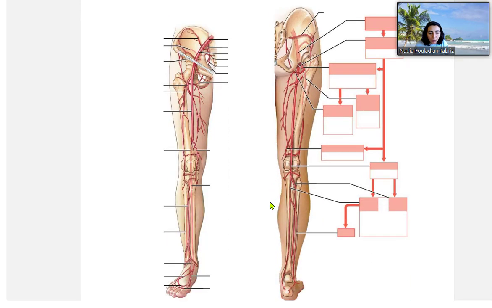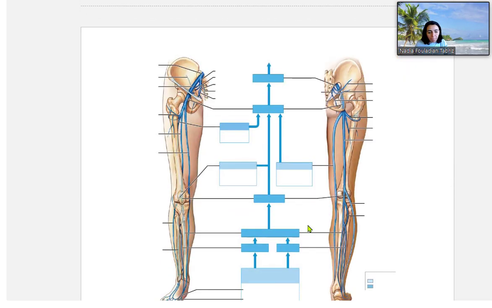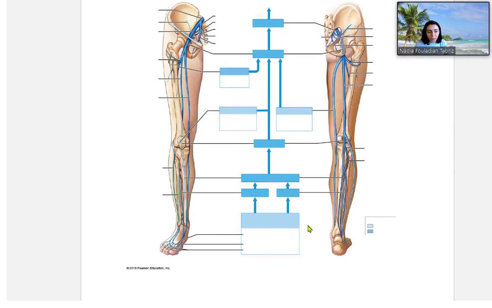And then you have the lower limb arteries from the anterior view and from the posterior view. Pay attention that some vessels can be seen from the anterior side, and the other ones can be seen better on the posterior side. And that helps you when you're looking at the models to name those vessels.